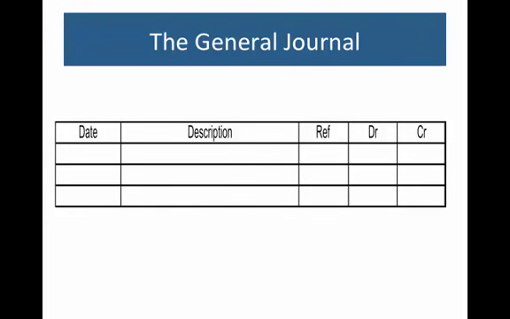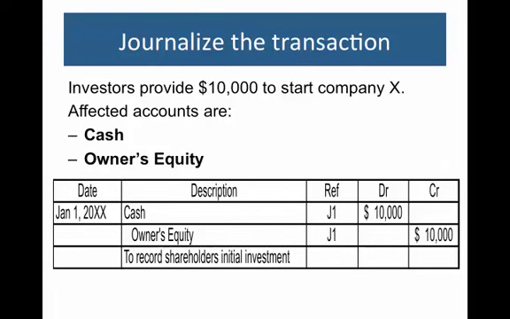This is what a general journal looks like. You can see it's just a bunch of columns and rows. So we go back to our original example of the investors giving $10,000 to start the company. We said the affected accounts were cash and owner's equity. You'll notice in the general journal, the debit accounts were listed first. So in this case, it was cash, and the second account was owner's equity, and that's a credit. And I'll explain that in a moment, why it's a debit and a credit. And what you can see is all the information that goes into journalizing that transaction. First, the date, then the accounts, the reference, I'll explain that in a little bit, and then this debit and credit and the two amounts.